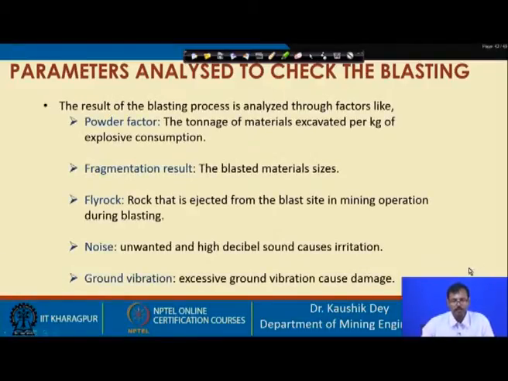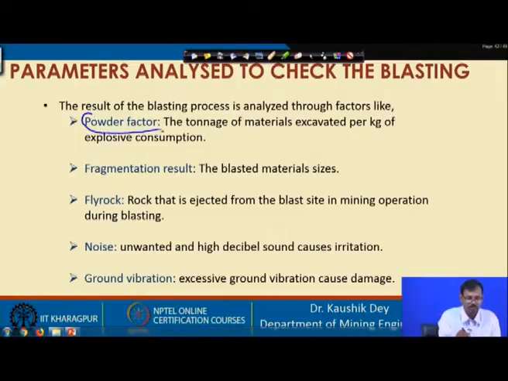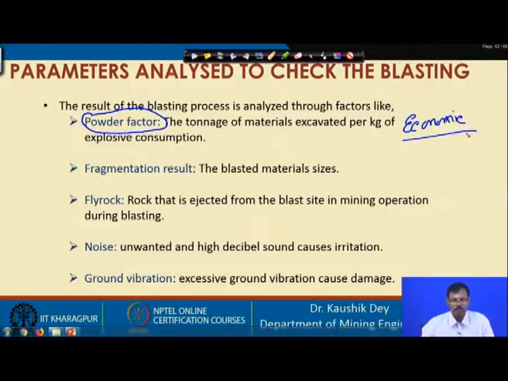Let us see what are the parameters we need to analyze to check whether our blasting is good or not. Our first parameter is called powder factor. This is also called charge factor or specific charge, which is basically an economic factor which dictates the economy of a blast, where it is expressed as the tonnage of material excavated per kg of explosive consumption.